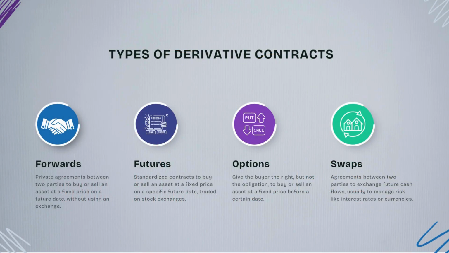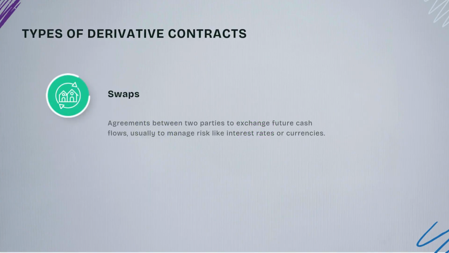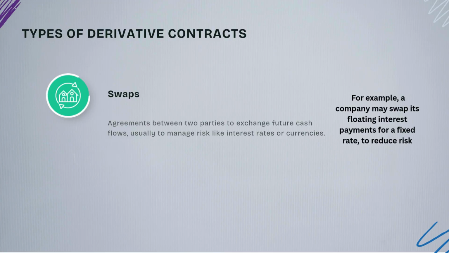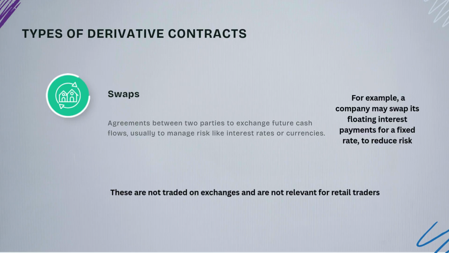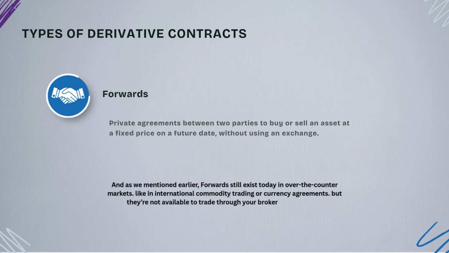Now let's briefly touch on the other two types of derivatives, swaps and forwards. Swaps are contracts where two parties exchange cash flows, often used by banks and large corporations. For example, a company may swap its floating interest payments for a fixed rate to reduce risk. These are not traded on exchanges and are not relevant for retail traders. And as we mentioned earlier, forwards still exist today in over-the-counter markets, like in international commodity trading or currency agreements, but they're not available to trade through your broker or on the NSE.